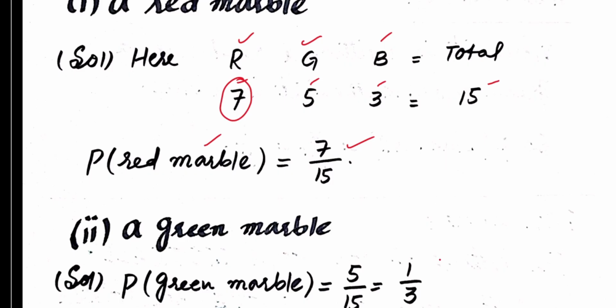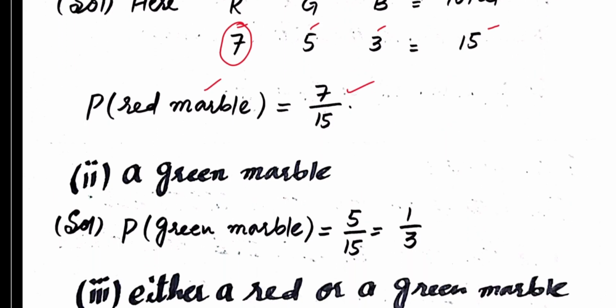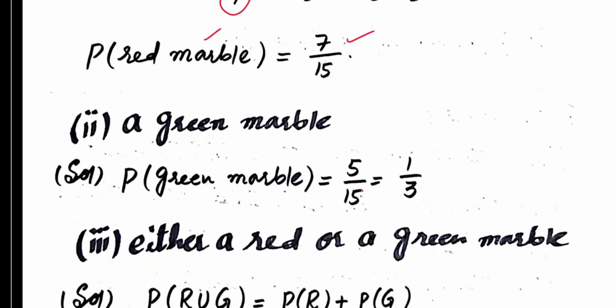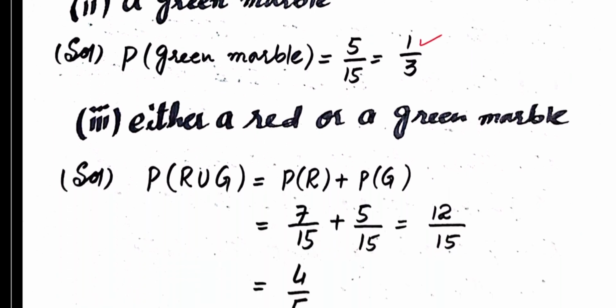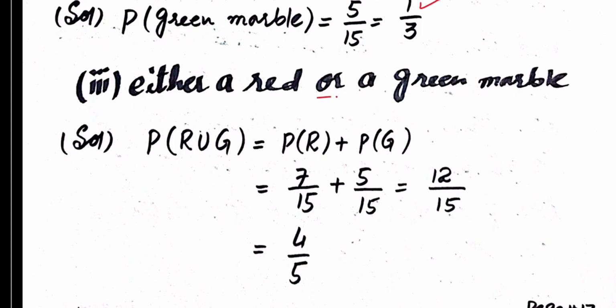Next we have to choose a green marble. Total green marbles are 5 out of 15. This is 5 over 15. This is 1 by 3. Next we have to find the probability of either a red or a green marble. Or means union. So we have to find the probability of R union G.